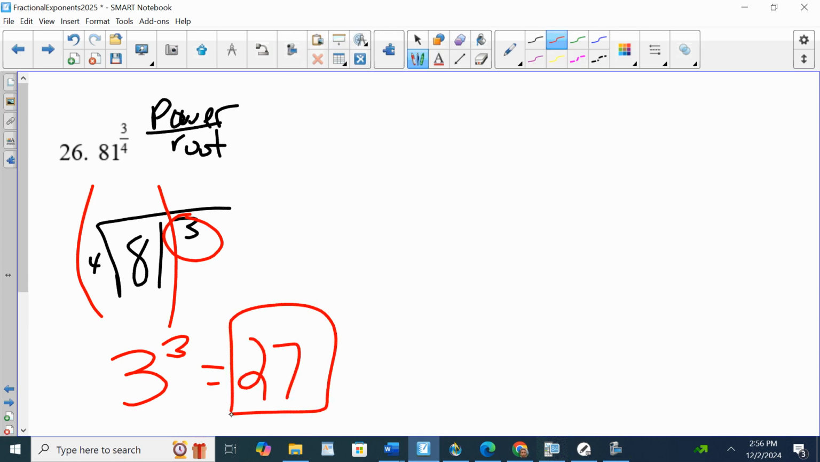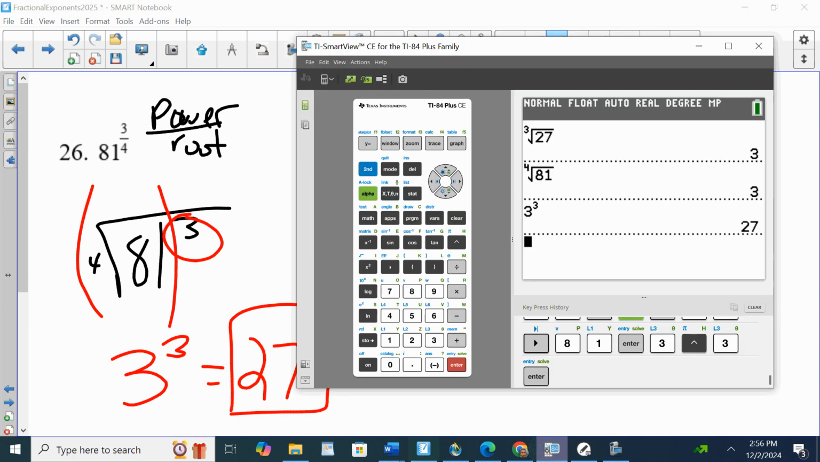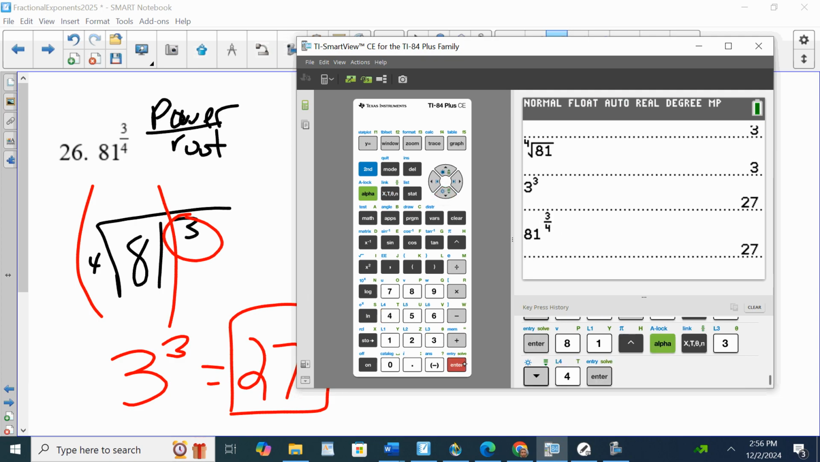Now, for everything we just did, this whole last set, could you have just done 81 to the power of 3/4 and gotten an answer? Yes, but it could ask it to you in a way where you're not going to be able to do that.